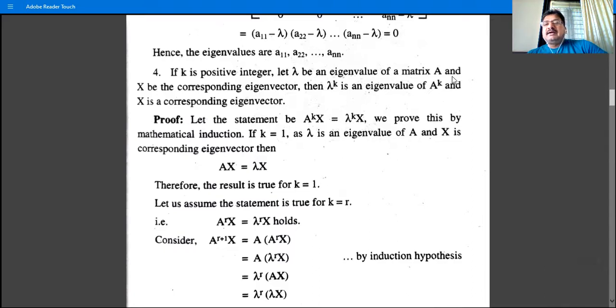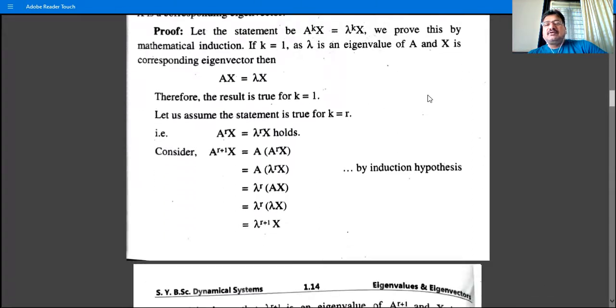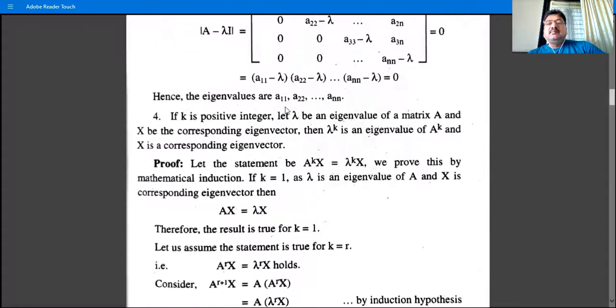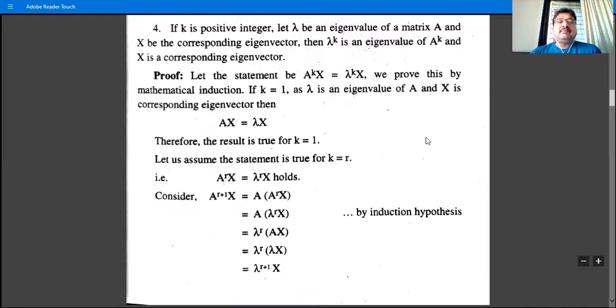So if lambda is an eigenvalue of A, then lambda raised to k is an eigenvalue of A raised to k. So this is again an important result for MCQ type questions. Suppose we are given the matrix A, the eigenvalues of A are 2, 3, 4, and the question is to find the eigenvalues of A raised to 6. Then the eigenvalues of A raised to 6 are 2 raised to 6, 3 raised to 6, 4 raised to 6.